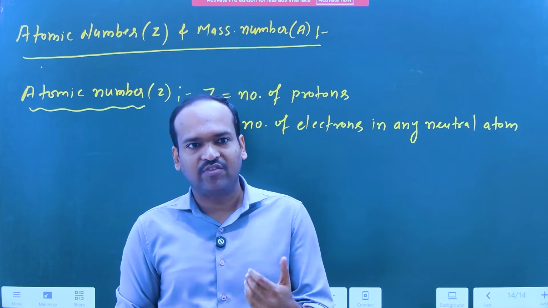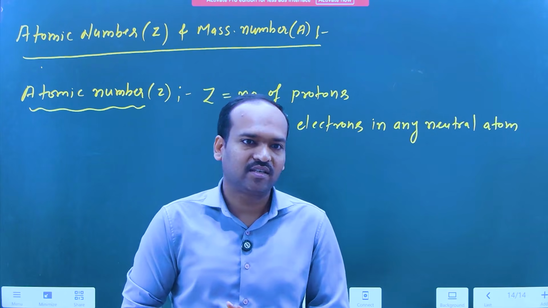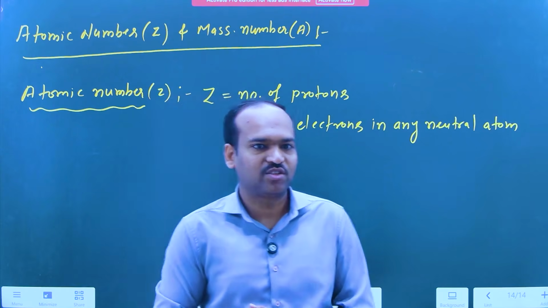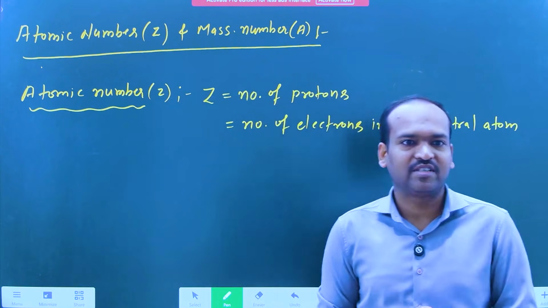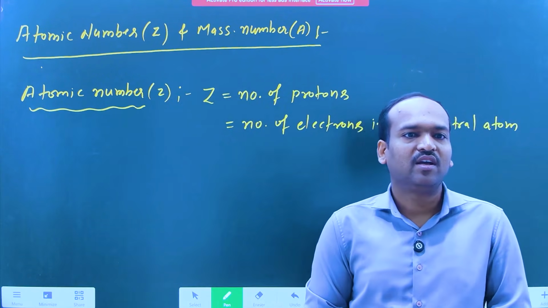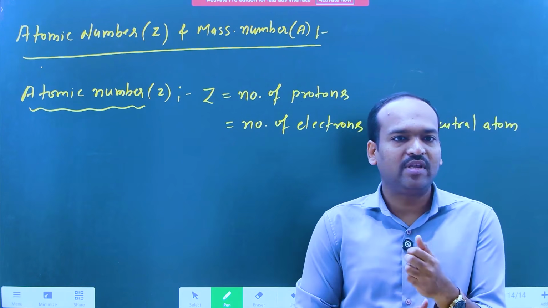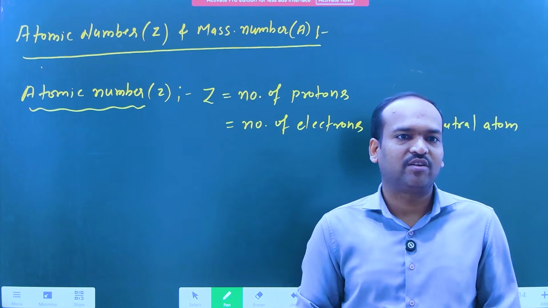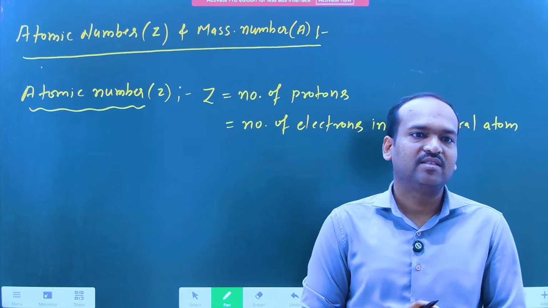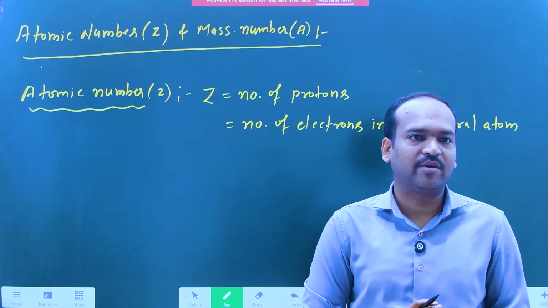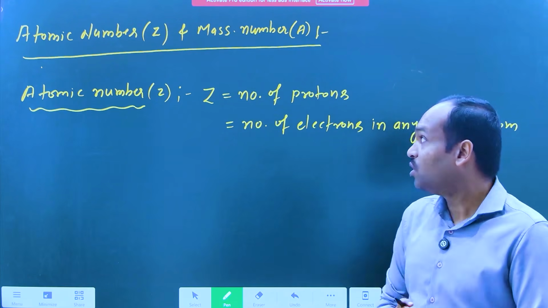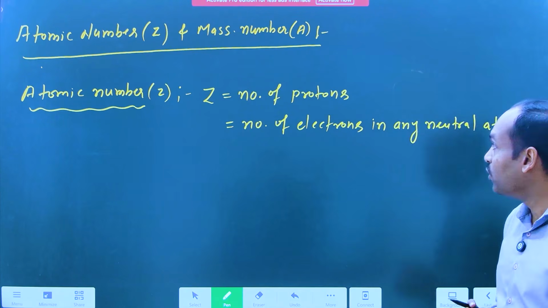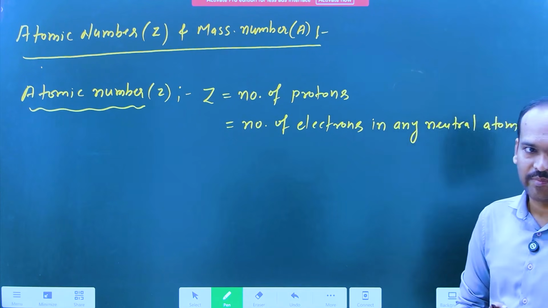So can I say it is valid if an ion is there? I will answer this question, just wait. What is the meaning of an atom being neutral? The net charge on the atom is 0. That's why I'm saying the atom is neutral. So the number of protons is Z, and the number of electrons in a neutral atom is also Z.